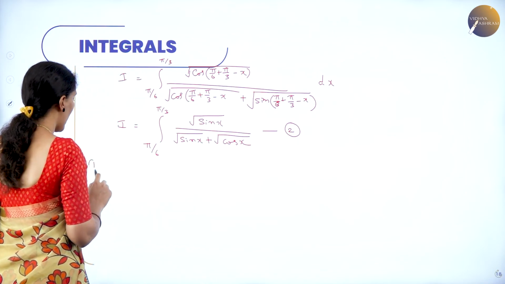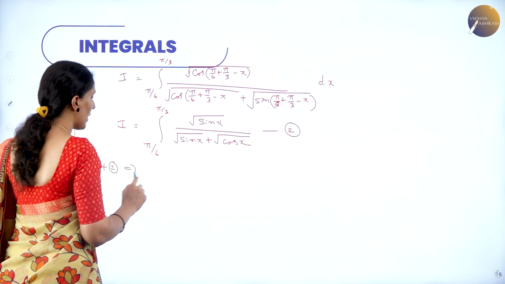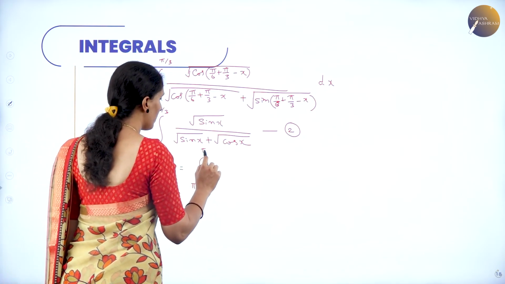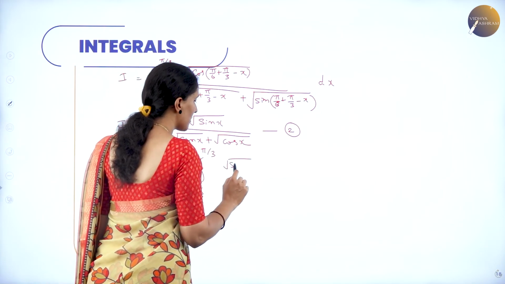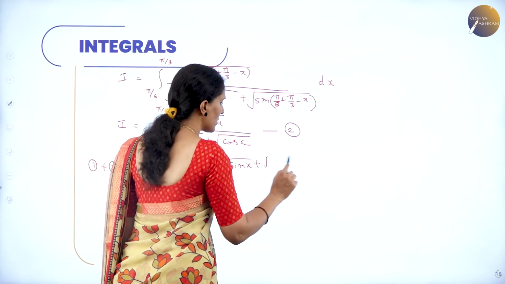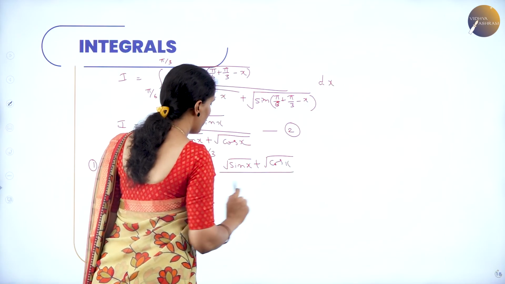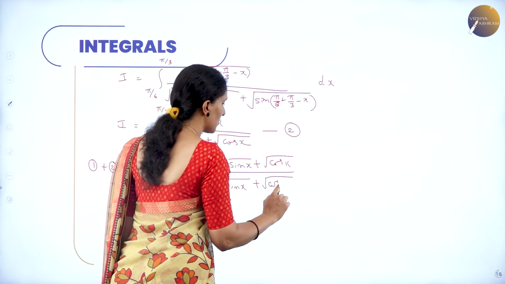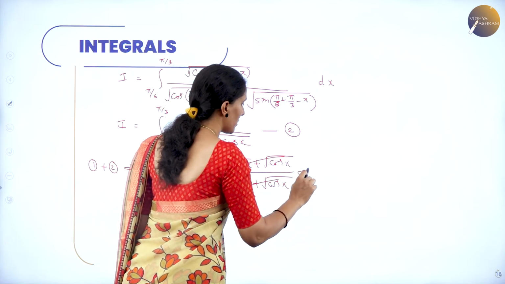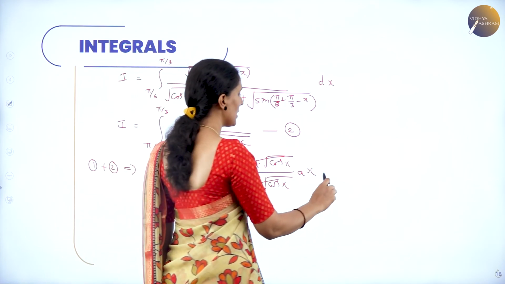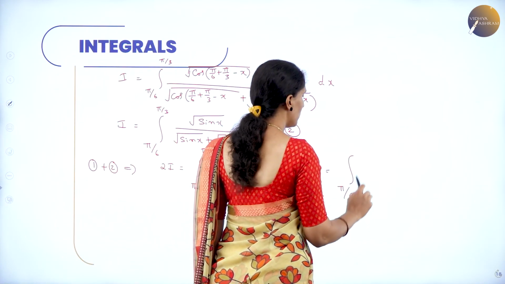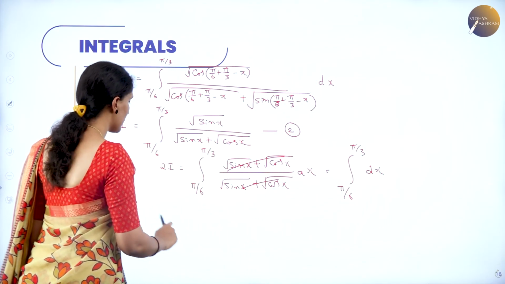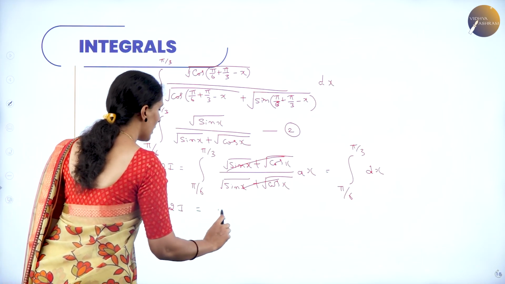Adding 1 and 2, this implies 2I is equal to the integral from pi by 6 to pi by 3 of (root sin x plus root cos x) divided by (root sin x plus root cos x), which cancels, with respect to dx. So this can be written as the integral from pi by 6 to pi by 3 of dx. So now what do we get? x. So 2I is equal to x.